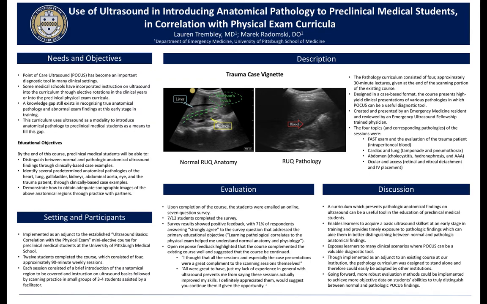At the end of the course, students were emailed a 7-question survey for evaluation. Survey results were generally positive. In particular, 71% of respondents answered strongly agree to the item which addressed the first learning objective. This item was: learning pathologic correlates to the physical exam helped me better understand normal anatomy and physiology. Open response feedback was also positive and highlighted that the pathology portions complemented the existing course well and suggested that they be continued.